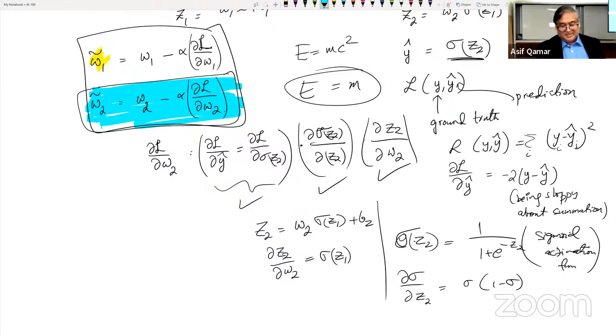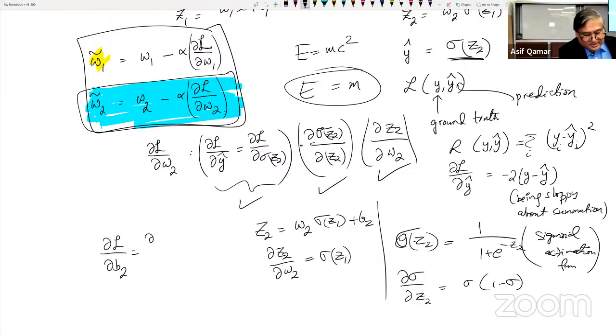No, Z2 is not a constant. Z2 is W2 times sigma. Oh, B2 is a constant. Bias is always. Yes. And remember, I'm doing this with respect to W2. But that's a very good point. If I was doing B2, what would it look like? Because even the bias has to be learned.